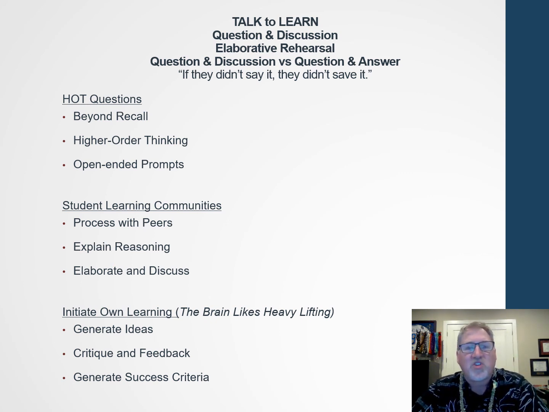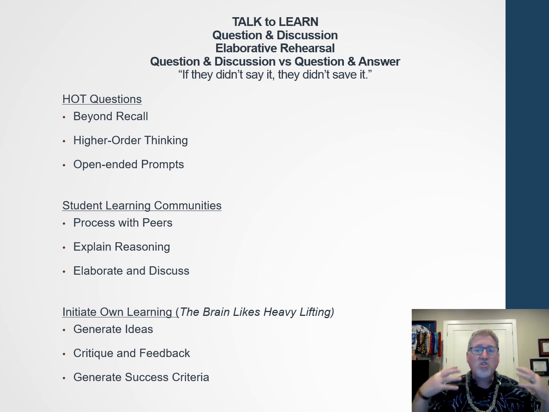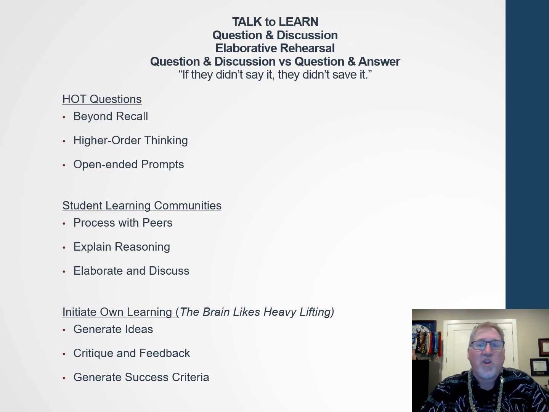How we're wanting to make sure that students process information with their peers. In a later module, we're going to talk about why that pair share is so important. Explaining their reasoning, not just memorizing answers or sharing answers, but explaining their reasoning. We want the kids to elaborate and discuss, all so they can be storing information in multiple locations and for easier and better retrieval. And then finally, initiating their own learning. Remember, the brain likes heavy lifting. Generating their own ideas, critiquing and feedback, generate and use success criteria. So, as we're moving forward here, I wanted to make sure you understood the research behind it and why the rubric is worded the way it is, and we'll certainly be using that in later modules.